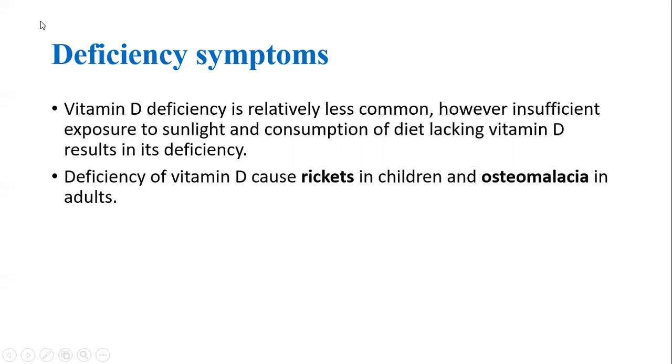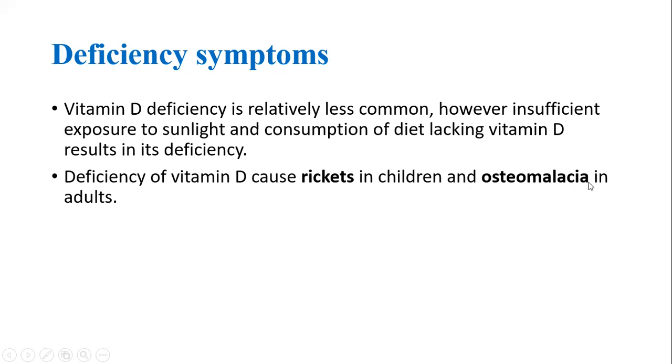Now we're discussing the deficiency symptoms of vitamin D. If the amount of vitamin D present in the diet is less than the RDA value, that causes deficiency symptoms. Vitamin D deficiency is relatively less common. However, insufficient exposure to sunlight, in areas where sunlight exposure is very low, together with a diet lacking vitamin D, causes deficiency. Deficiency of vitamin D causes rickets in children, while in adults it causes osteomalacia.